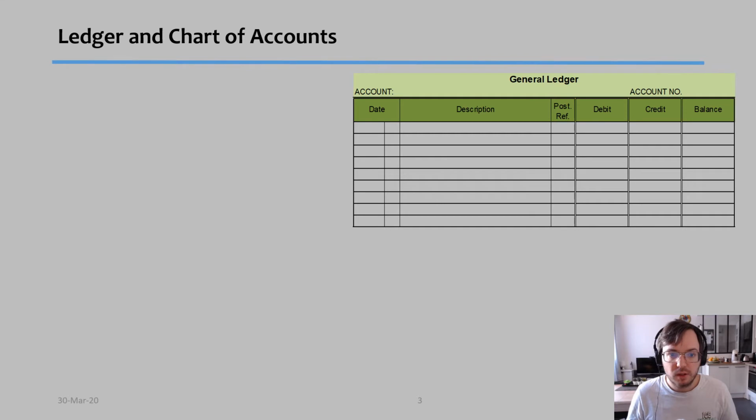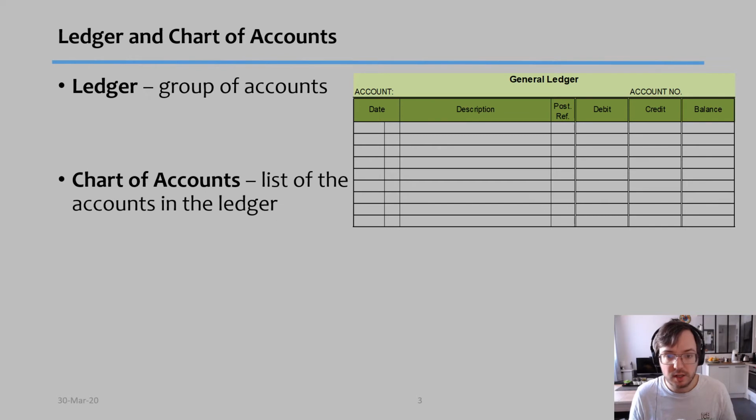So a couple of documents that we're going to learn now are the concept of ledger and the concept of chart of accounts. So a ledger will be a group of different accounts, okay? And a chart of accounts will be the list of the accounts that are on the ledger. As an example, the table you see on the right is a ledger, and we would have one table like this for every single account that we have to use in the company.